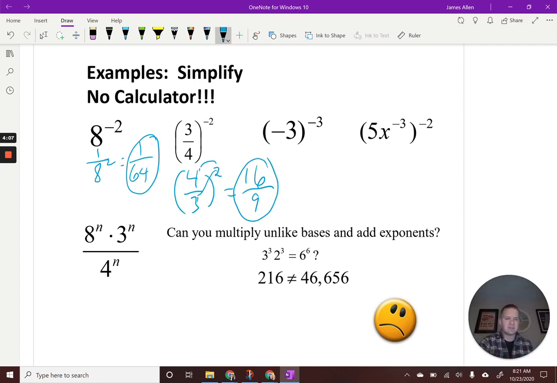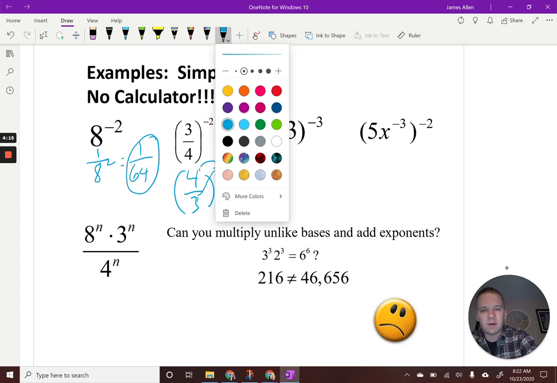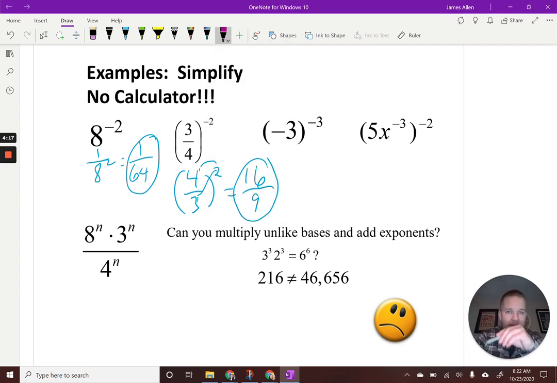I could write out all those steps, but this is review. This should not be anything new. Okay, so we can simplify our step writing. I'll go with a new color here so we don't get anything mixed up.